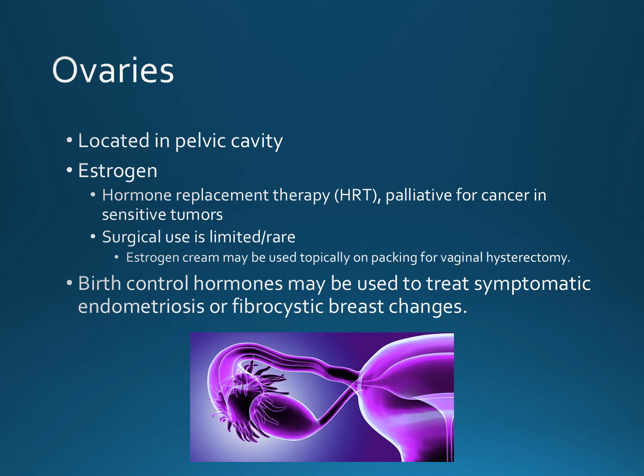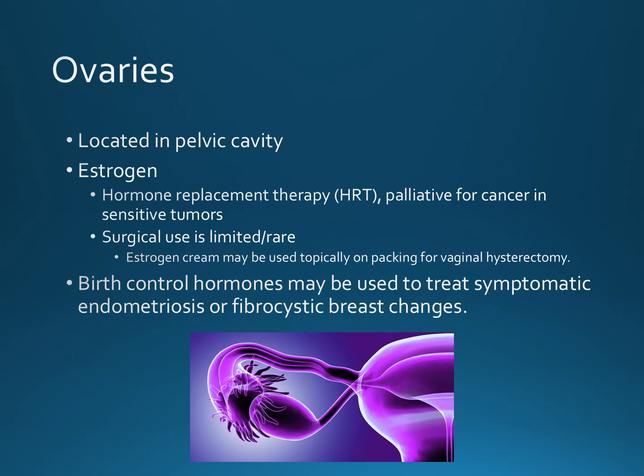The ovaries are going to be paired glands that produce estrogen and progesterone. They're both critical to the development of female sex characteristics. A lot of times these hormones are going to be used as hormone replacement therapy after menopause. They can also be used for palliative treatment of advanced prostate and metastatic breast cancers. Occasionally you will see this used in surgery as well.